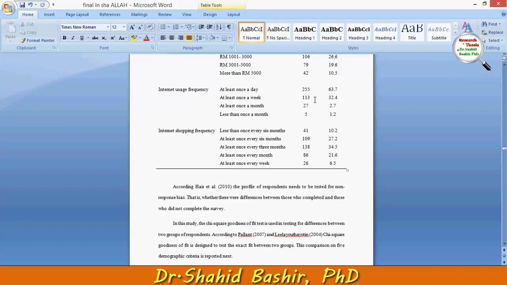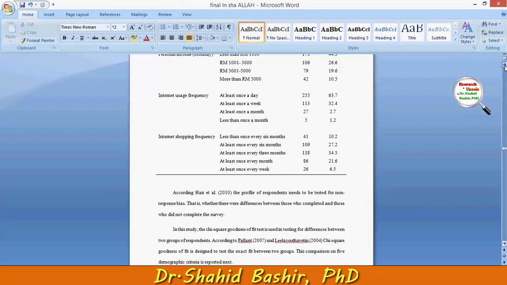255, at least once in a week, 130. So most of them are frequent internet users. So internet shopping frequency, if you can see, in the last 3 months, every month and every week, the data is more than 75%, I guess.